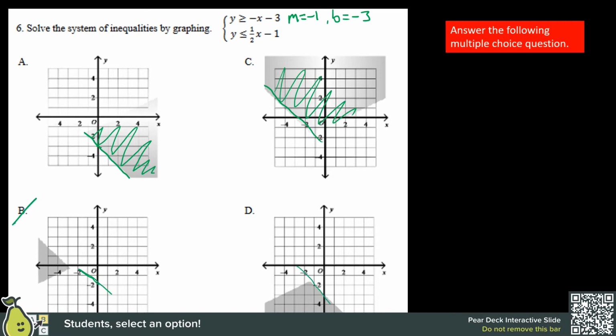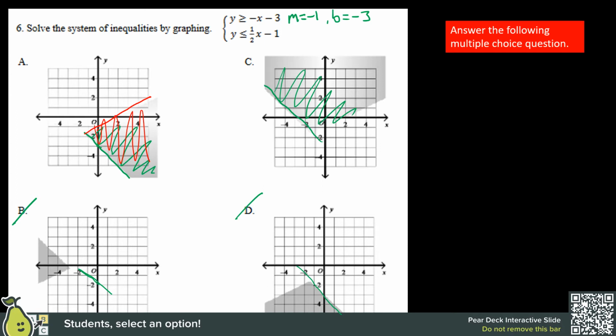And on D, well, the line is good, but the shading below, so this is a no-go. So we got to check the other equation. I'm going to change it to red. Let's do -1. So come down to -1, and then 1/2. Okay, so this line is good, and we need to shade below.